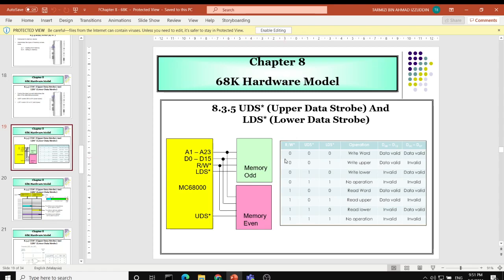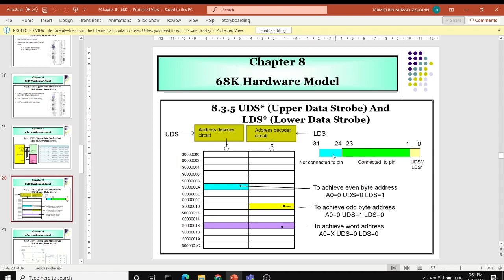So you can look over this table over here. Pretty much straightforward. So I hope you have a basic idea. Okay, so later on when designing a memory to be connected to the 68K, you'll understand what this is all about.